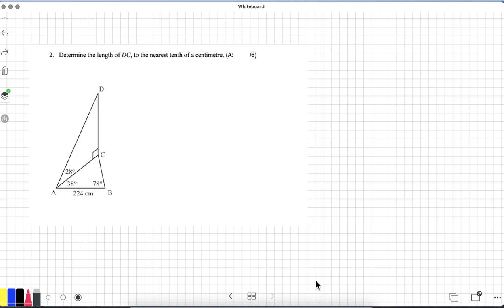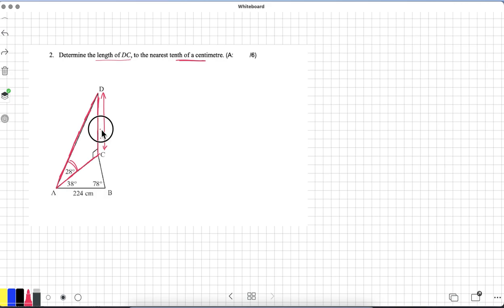Check this out. Here the question is asking about finding the length of the DC to the nearest tenth of a centimeter. So this is the DC. Now, this is a right triangle here. In a right triangle, if any side is missing, the angle is also given. So the angle 28 degrees is given.